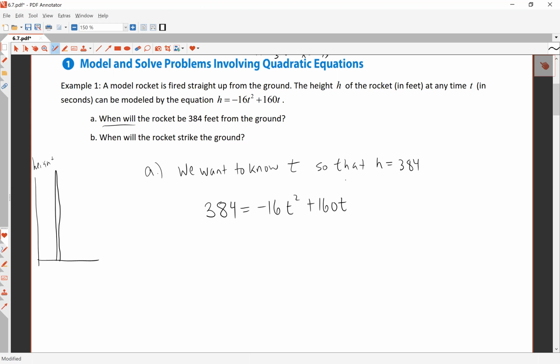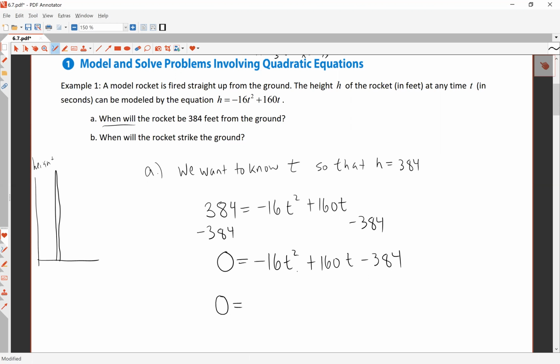And there's our quadratic equation. We solve this by getting 0 on one side. We get 0 equals negative 16t squared plus 160t minus 384. We need to factor out the greatest common factor. These numbers are kind of big, so this seems rather challenging.